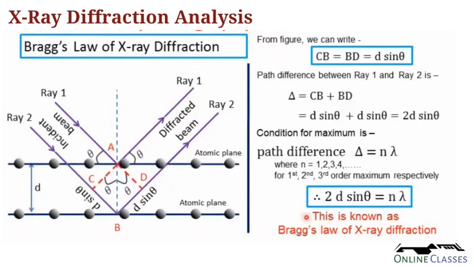For the analysis of crystal structure, we need to know the Bragg's law equation. Consider an example. These are two atomic planes of our sample, and we are applying monochromatic X-rays onto the sample. Take ray 1 and ray 2. The incident angle is taken as theta. This is the grazing angle, and both the rays are reflected from the points A and B respectively. Here small d is the interplanar distance, and the path difference between ray 1 and ray 2 is CB plus BD.